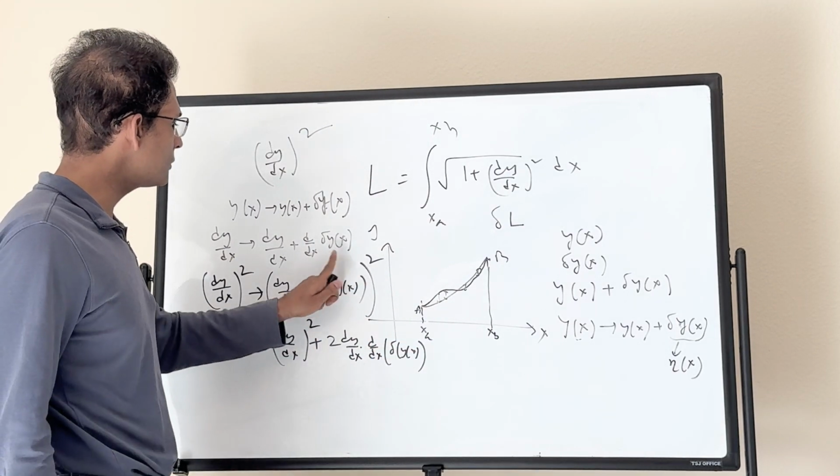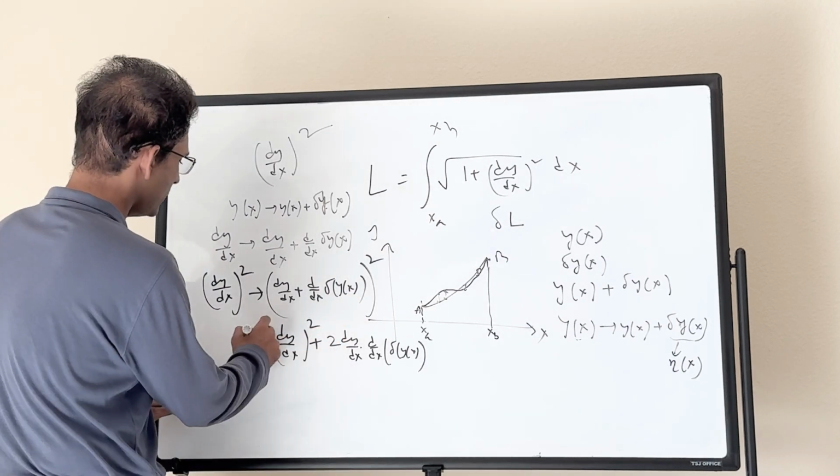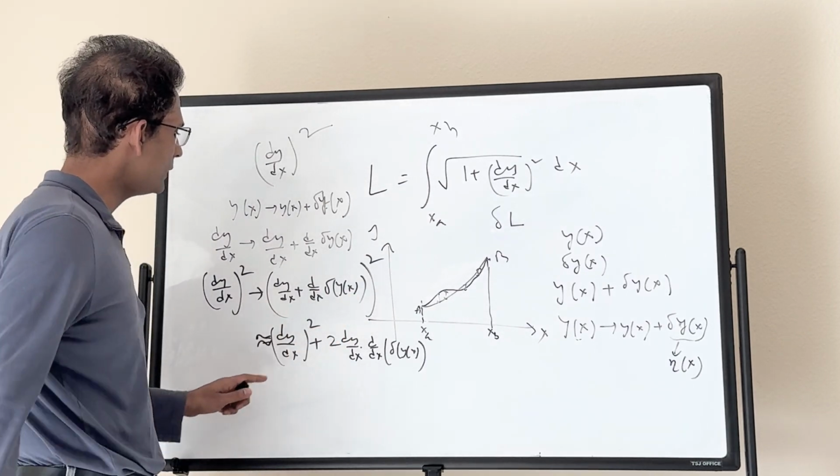There's a third term, which is the square of this term, but I'm going to ignore that because that is too small. That is the second order term.